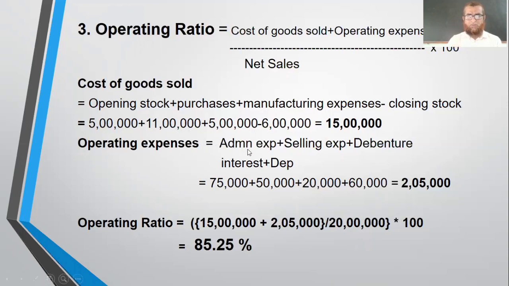Next, operating expenses is equal to administration expenses 75,000, selling expenses 50,000, debenture interest 20,000, depreciation 60,000. So total is 2,05,000. So operating ratio is equal to cost of goods sold 15 lakh plus operating expenses 2,05,000 divided by net sales. It is found in the trading account, 20 lakh, into 100, that is equal to 85.25%.